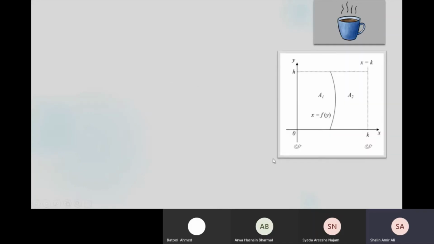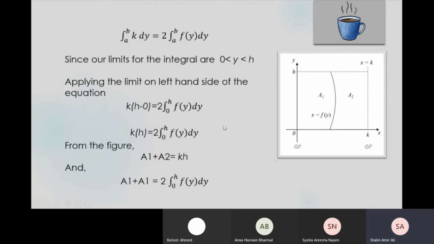Now, what we have to note here is what this equation says about the areas of these two cups. We know that our limits for the function are 0 to h on the y-axis, and computing these limits on the left-hand side of our equation, we get k times h is equal to 2 times the integral of f of y dy. Now, referring back to the figure, we can see that k times h is the area enclosed by this rectangle. So the area enclosed by this rectangle is a1 plus a2, and we can write a1 plus a2 is equal to k times h.